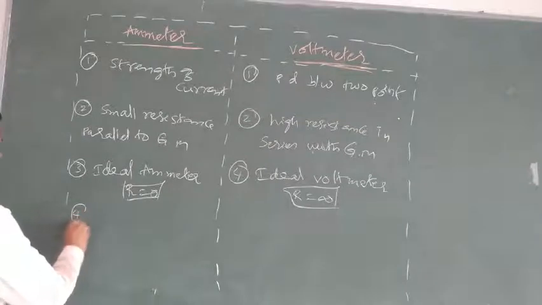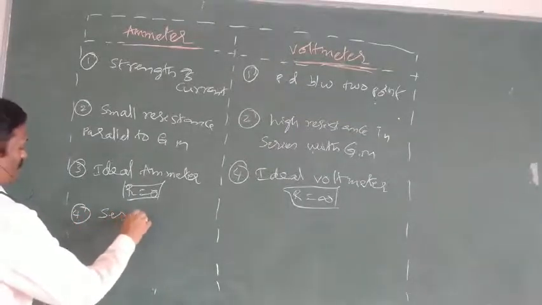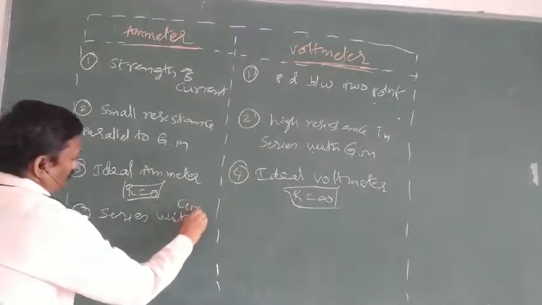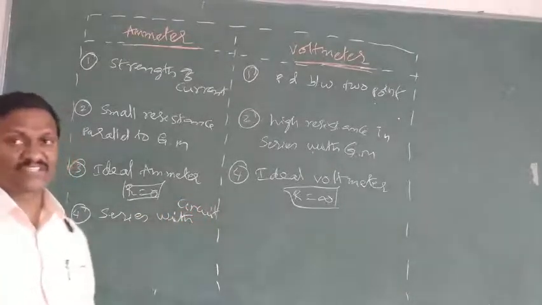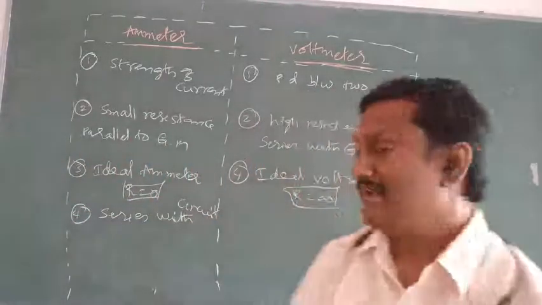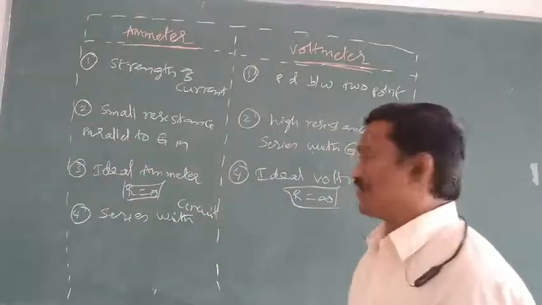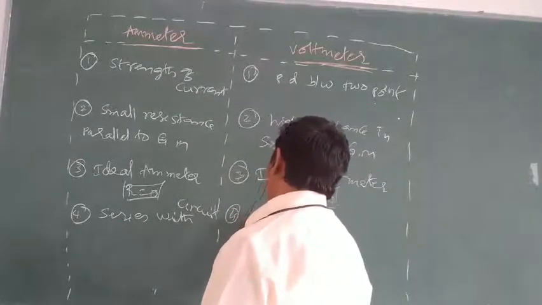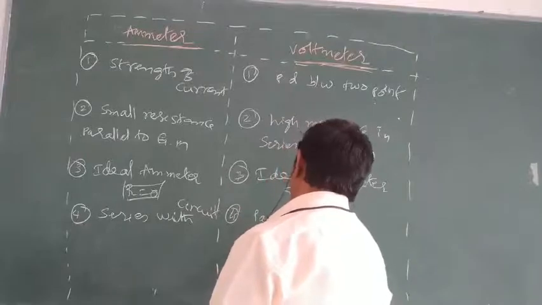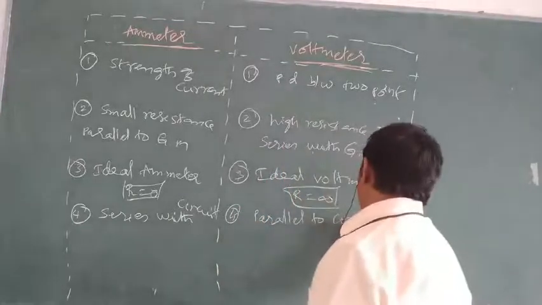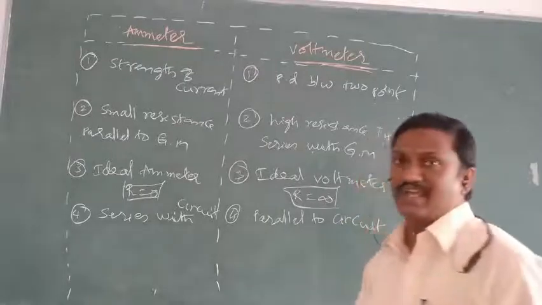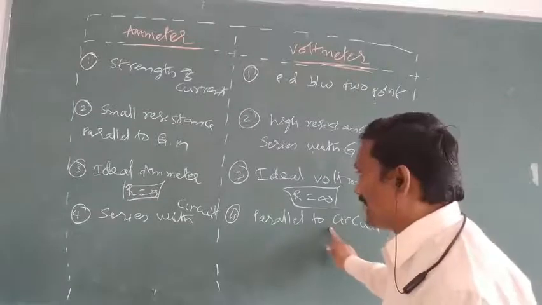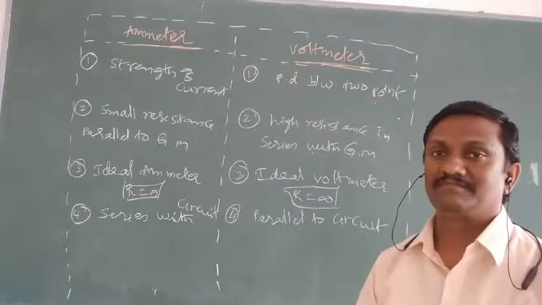Next, an ammeter is always connected in series with the circuit, because in a series combination the same current is passing. And a voltmeter is always connected parallel to the circuit, because in a parallel combination the same potential is developed. That's why a voltmeter is always connected parallel to the circuit and an ammeter is always connected in series with the circuit.